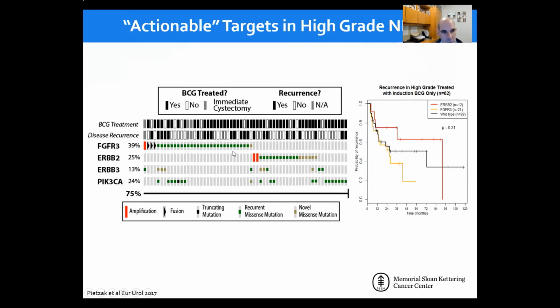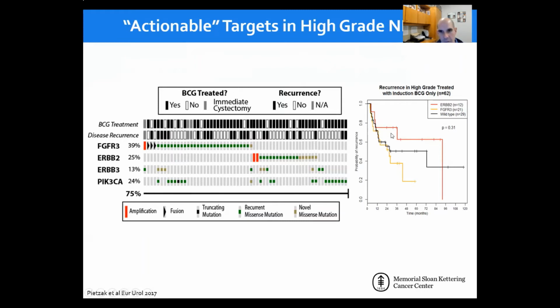And notice the mutually exclusive relationship between FGFR3 alterations and ERBB2, HER2 mutations over here, where they're non-overlapping, which contrasts to PIK3CA mutations, where those are co-altering with both FGFR3 as well as ERBB2.